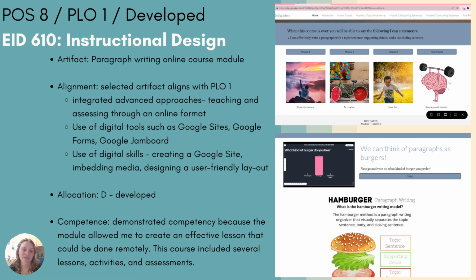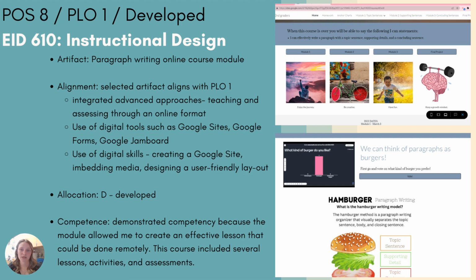But I did give myself a D developed because there were some things that I wanted to change after my kids worked with it. This artifact aligned with PLO1 because the course integrated advanced approaches to learning with technology. I achieved this by using several digital tools, like I mentioned in my last slide, which is a main aspect of PLO1. I used Google Sites, Google Forms, Google Jamboard. I even used an online survey site, Canva, Unsplash. I used a lot of different digital tools and digital skills to create this advanced approach to learning.